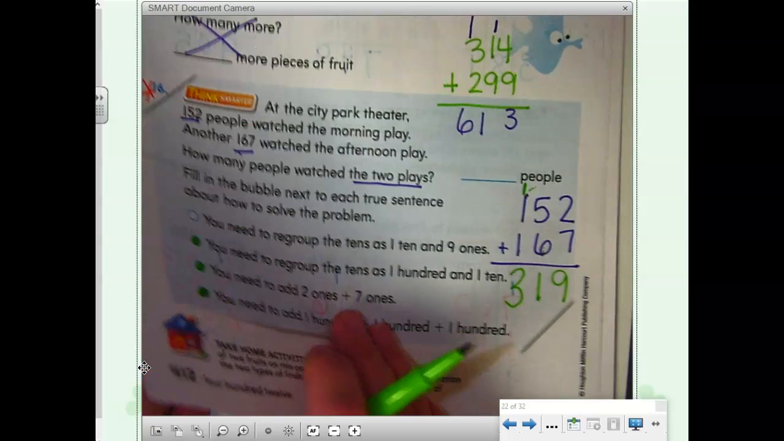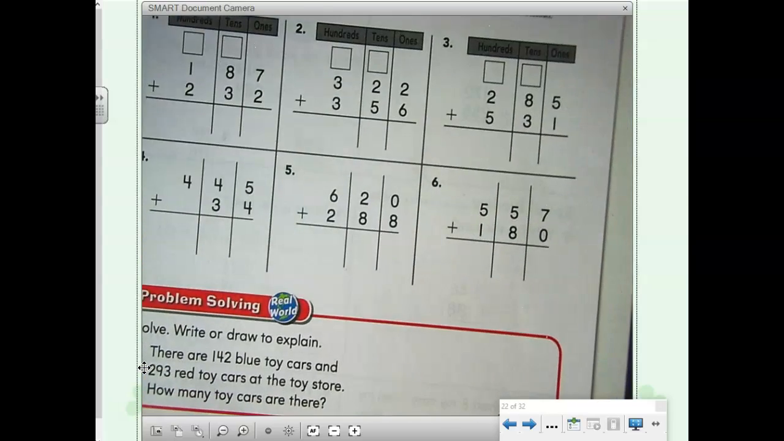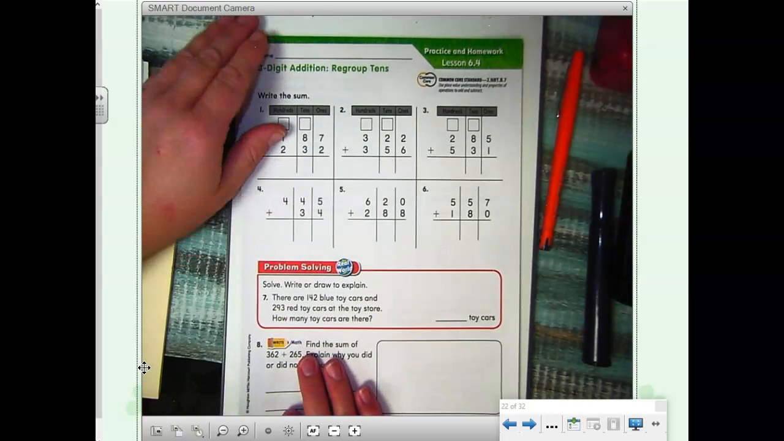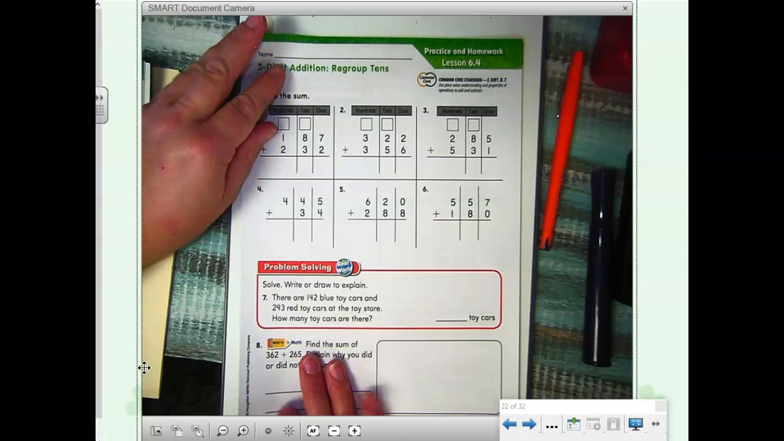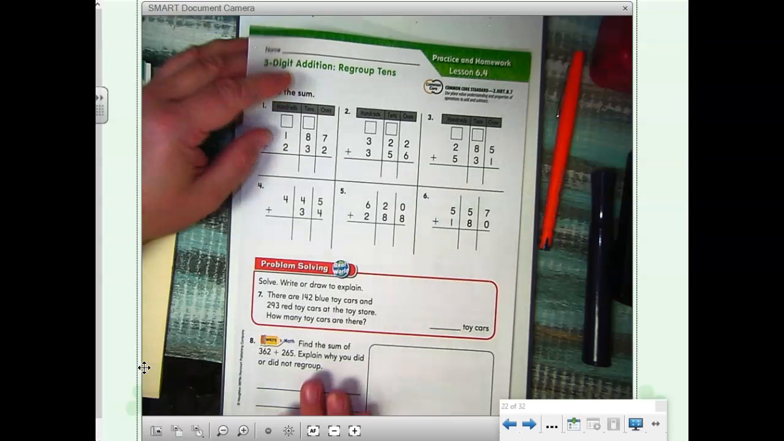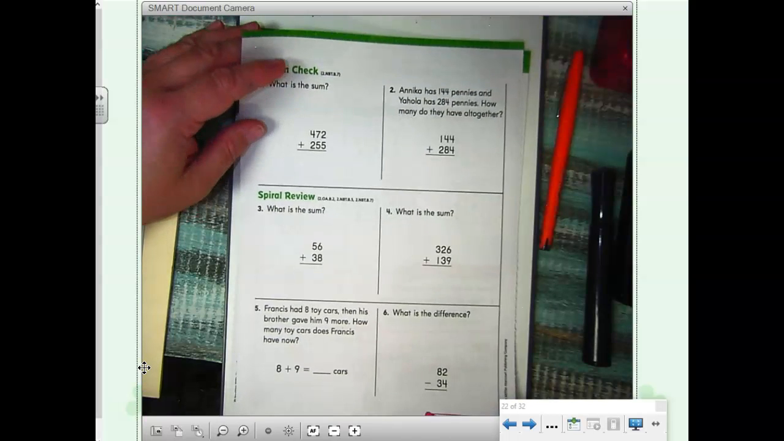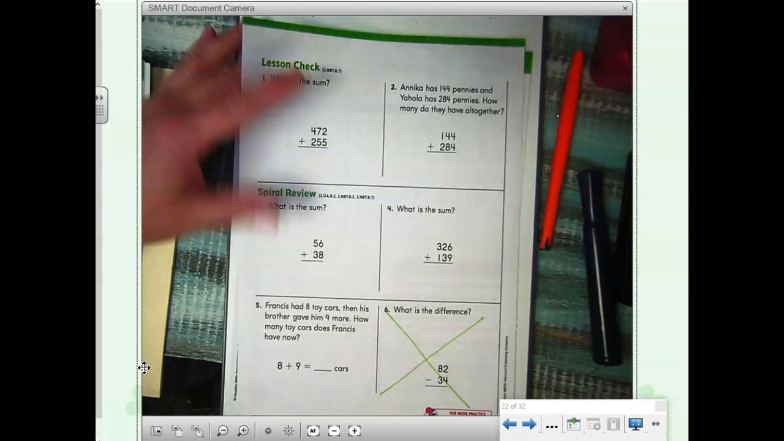Okay. Now, on the next page, it says Practice and Homework Lesson 6.4. All right, this page is practice for you. If you need to practice some more, this page is for you to practice on. The back side is the same way except for number 6. We have not practiced this yet. Okay, we're going to start that soon.